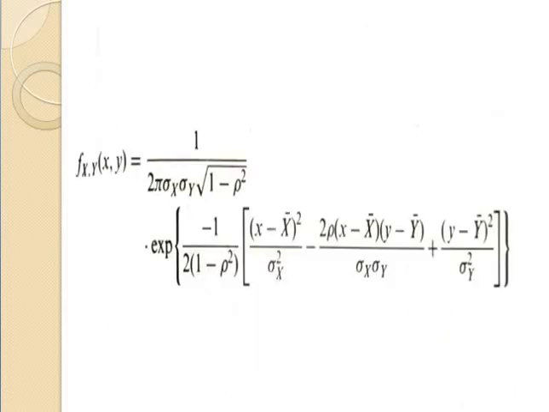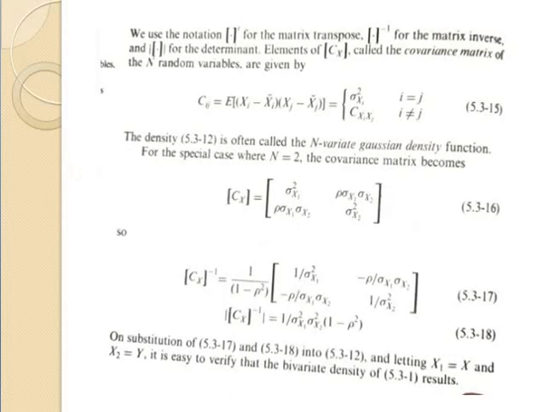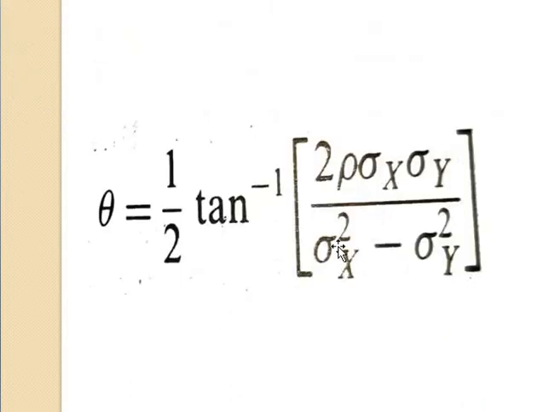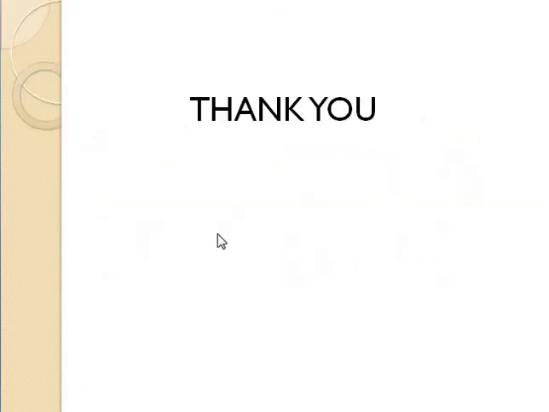So we have to note that any uncorrelated Gaussian random variables are also statistically independent, and rotates around through an angle of this. So thank you.